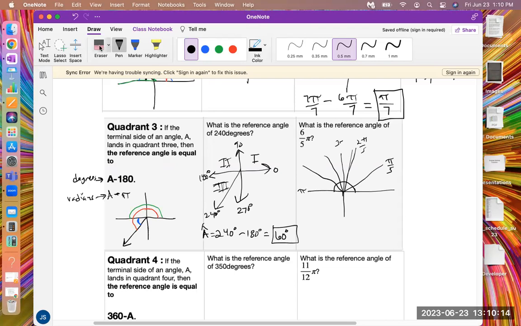This is just a rough sketch drawing. 4 pi over 5, and 5 pi over 5. Okay, so then if I go one more pi over 5 over, then I would be at 6 pi over 5. So that is our angle, and it is in fact in the third quadrant.